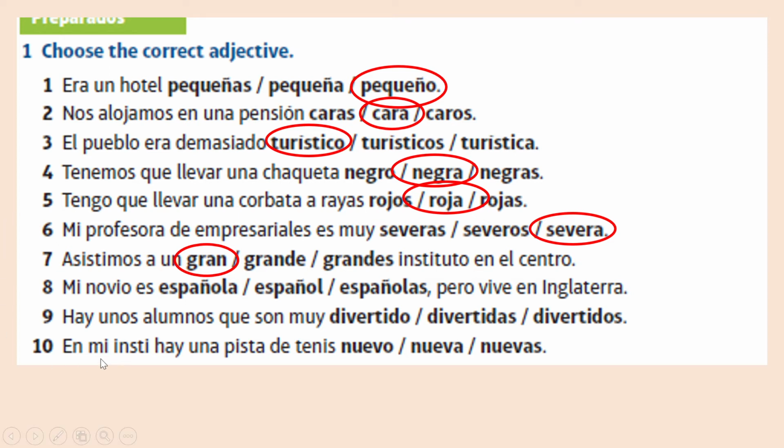Number 8. Mi novio es española, español, españolas, pero vive en Inglaterra. My boyfriend is Spanish. Boyfriend is going to have to be this one, español. Number 9, hay unos alumnos que son muy divertidos, divertidas, divertidos. Lots of clues in this one. Unos alumnos, some students, masculine plural. And we've also got the clue here of son, they are, our verb from ser. So it's going to be divertidos. Number 10, en mi isla hay una pista de tenis nueva, because it's una pista.